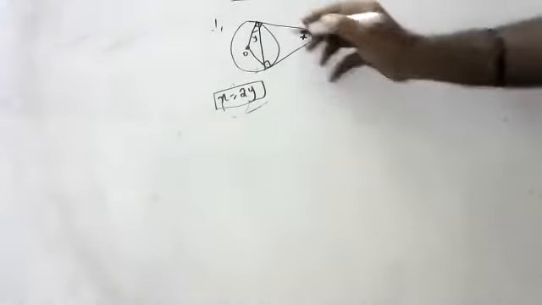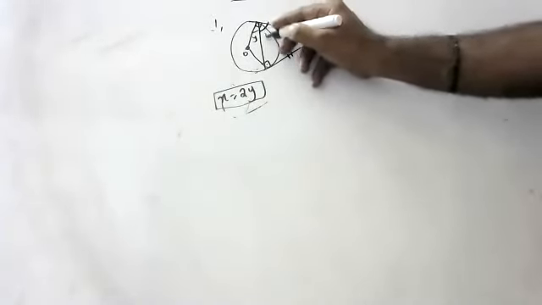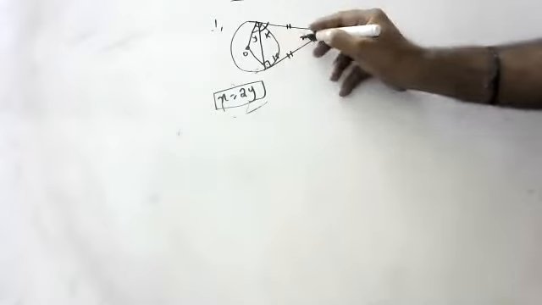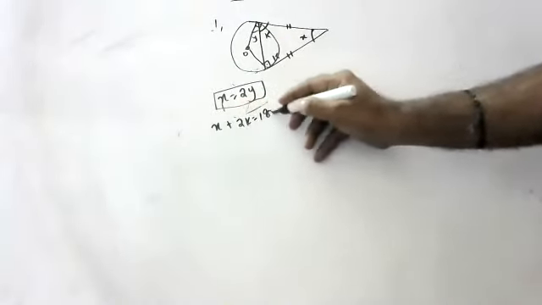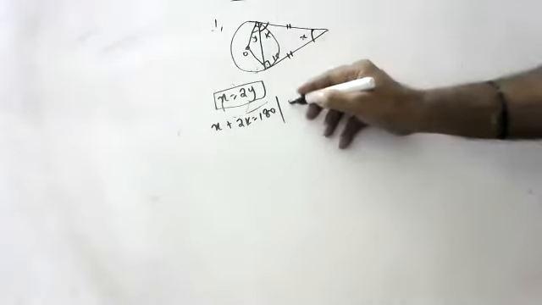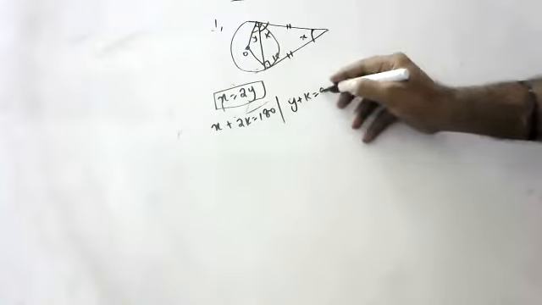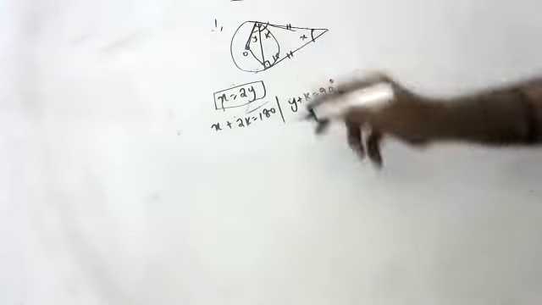Okay, children. Because tangents drawn from a point are equal, imagine this is k. So, by angle sum property, x plus 2k is equal to how much, children? 180 degrees. x plus 2k is equal to 180 degrees. And y plus k is how much? 90 degrees, because the tangent is perpendicular to the radius.